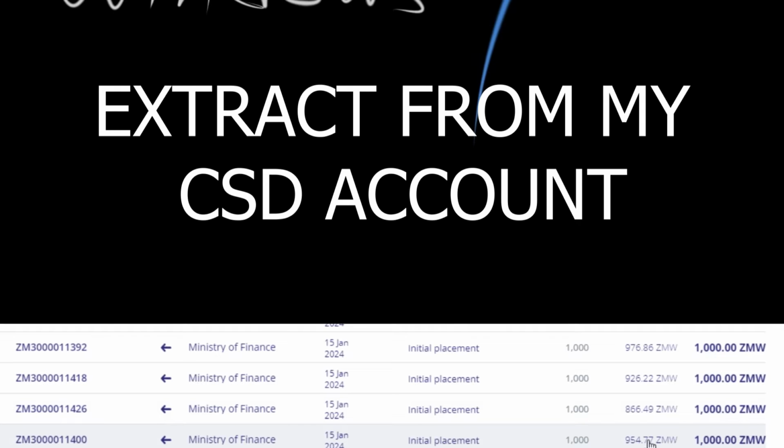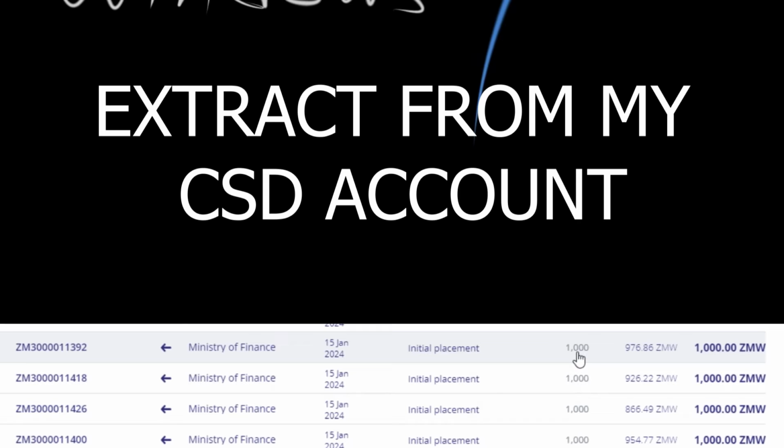976.86. This one was for 6 months. So for 6 months, the Bank of Zambia deducted 954.77. This one was for 9 months. The one for 9 months, the Bank of Zambia deducted 926.22. The last one, the 11,426, was for 1 year. The Bank of Zambia deducted 866.49. What I would like you to understand is that what I was buying was a 1,000 treasury bill.